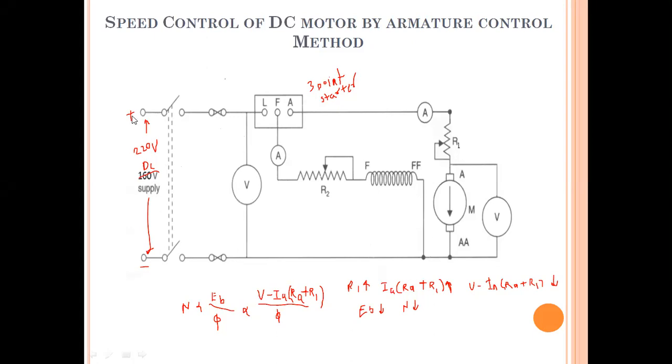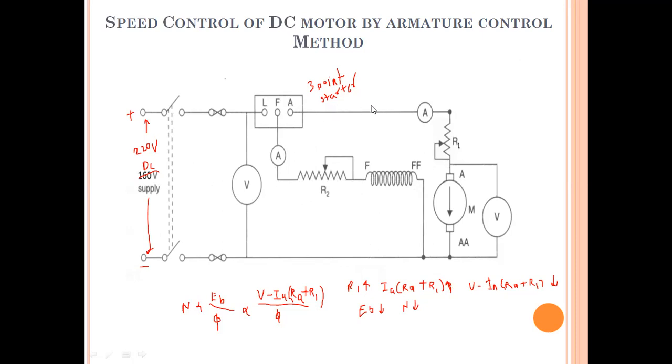Now mains positive is connected to the L, that is line terminal of a 3-point starter. Field ammeter in series with the rheostat in series with the field winding. So F is nothing but a field point, in which field winding is connected, and before that a rheostat is added in series with the field winding and ammeter is added.